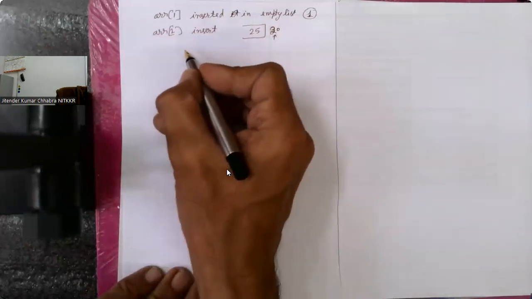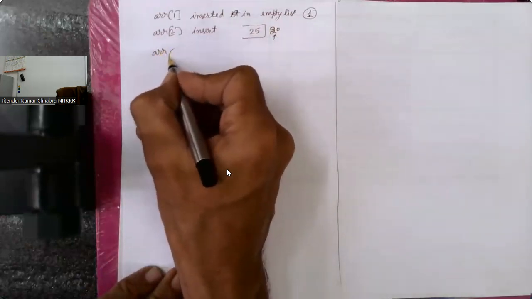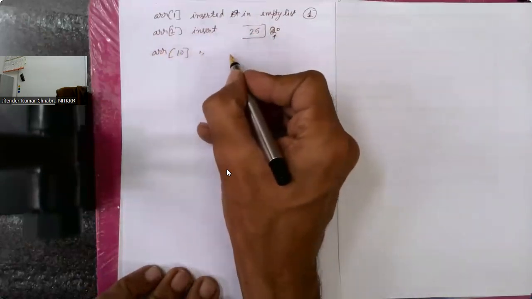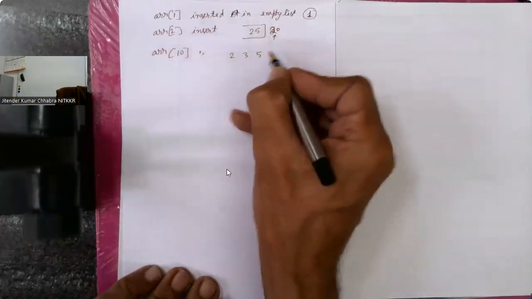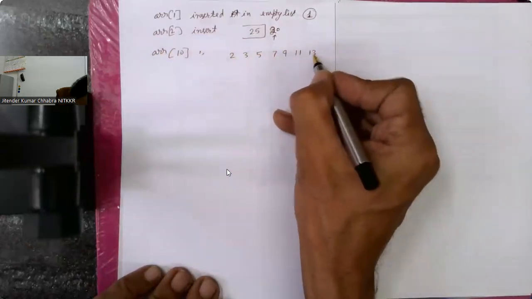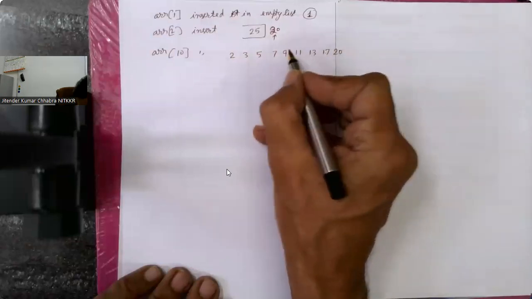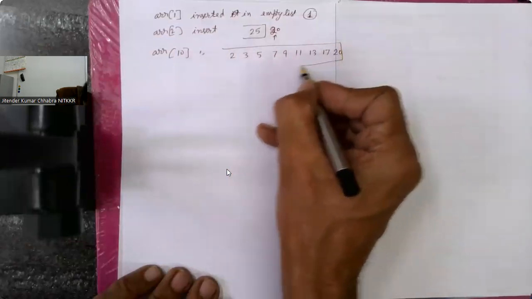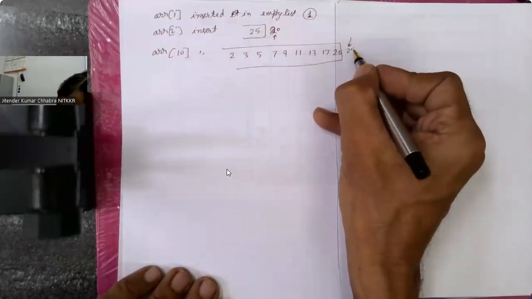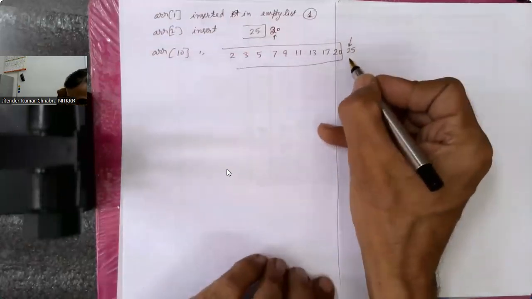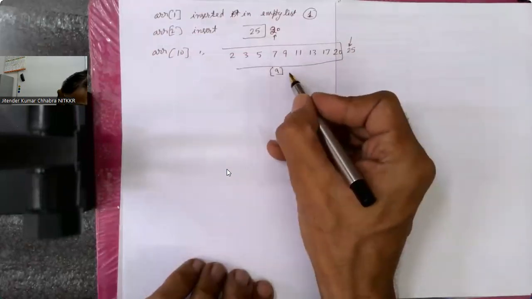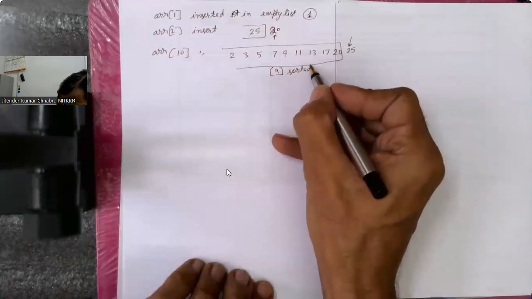For example, if I say array 10 to be inserted, that will mean I have a sorted list, let's say 2, 3, 5, 7, 9, 11, 13, 17, 21. This sorted list exists. And here, if I have, let's say, 25 to be inserted. Now, this list has 9 sorted elements.